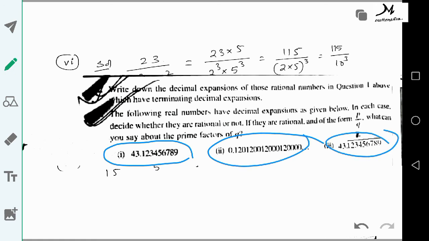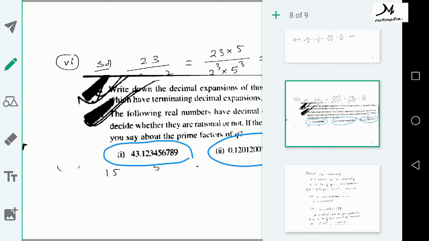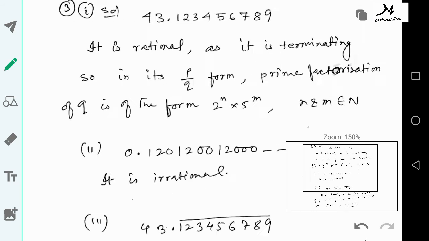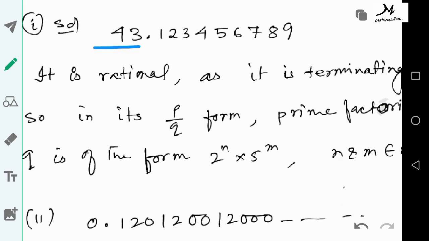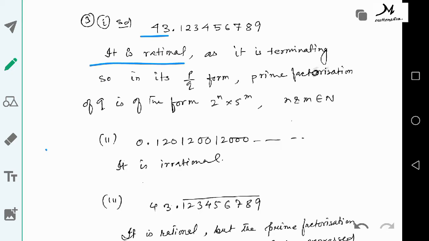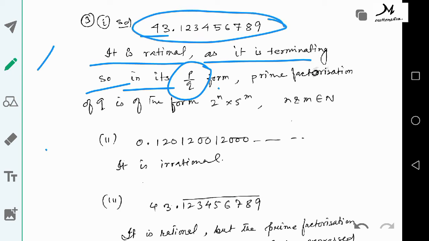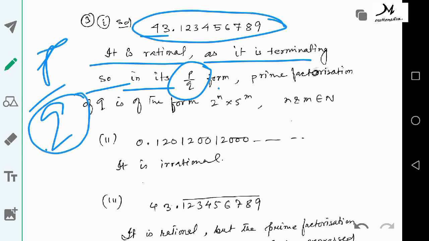First take the first one. The first number is 43.123456789. Here you see there is no dot dot dot, that means it is terminating. As it is terminating, that's why it is rational. If you express this one in p by q form, then its q can be written in the form of 2 to the power n into 5 to the power m, where n and m belong to the natural numbers.